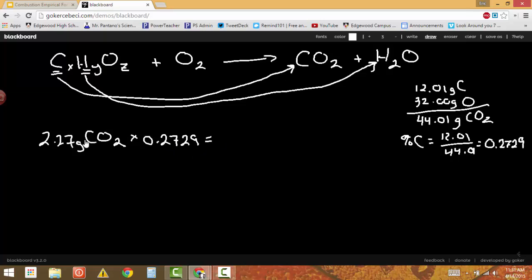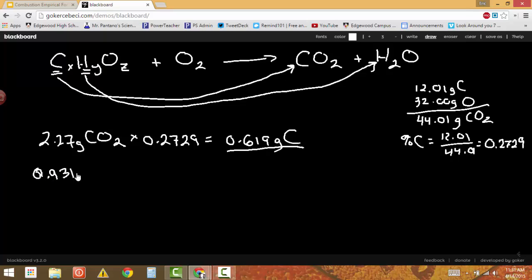So if I multiply the amount of carbon dioxide by the percentage of carbon in any amount of CO2, I get 0.619 grams. That's the amount of carbon in the carbon dioxide, which is also the amount of carbon that was in my original compound. So 0.619 grams is the mass of carbon in that compound. I can do the same thing with the water.